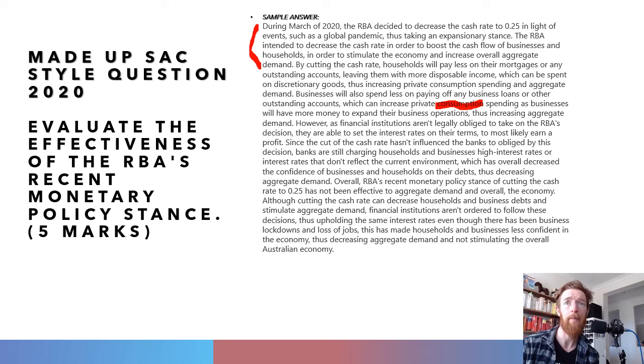Overall, the RBA's recent monetary policy stance of cutting the cash rate to 0.25 has not been effective to aggregate demand and overall the economy. Although cutting the cash rate can decrease households and businesses' debt and stimulate aggregate demand, financial institutions aren't ordered to follow these decisions, thus upholding the same interest rates even though there have been business lockdowns and loss of jobs. This has made households and businesses less confident in the economy, thus decreasing aggregate demand and not stimulating the overall economy.